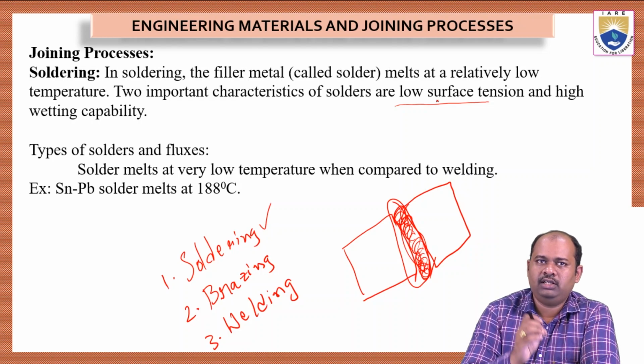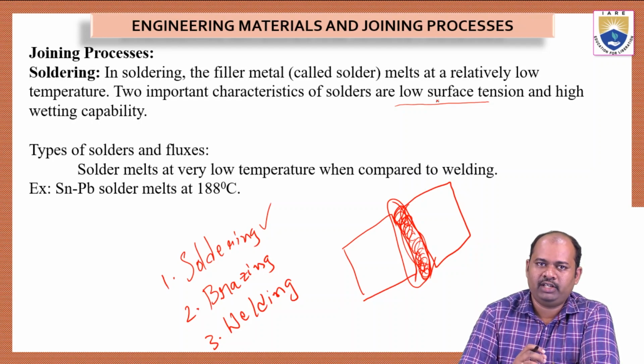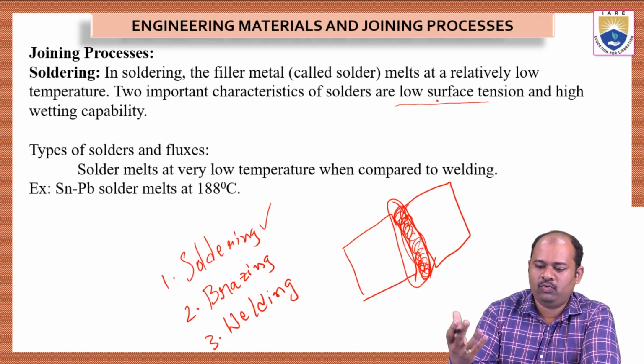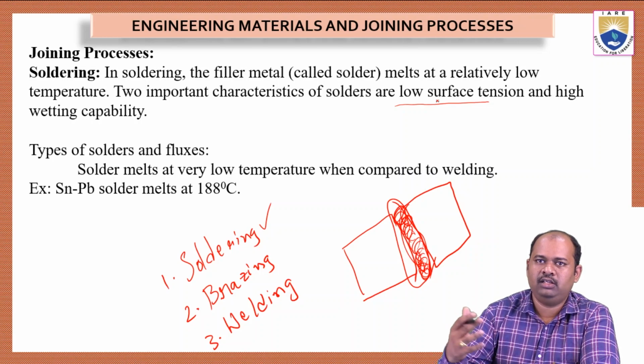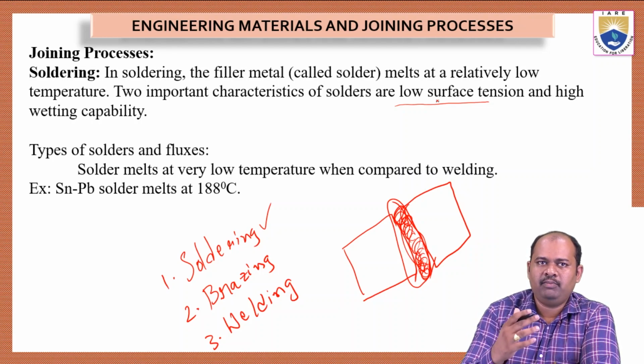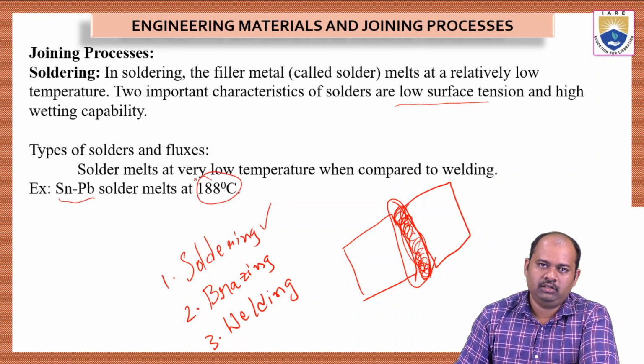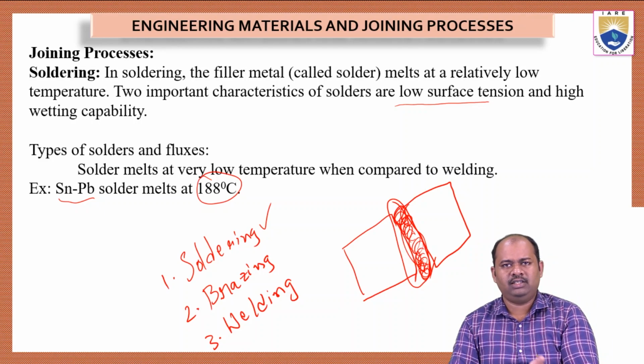Now let us see the different types of solders and fluxes. Solder melts at a very low temperature when compared to welding. We don't know what welding is as of now; we'll learn in the coming stages. The example for a solder material is tin-lead solder, which melts at 188 degrees centigrade, which is far lower than iron.